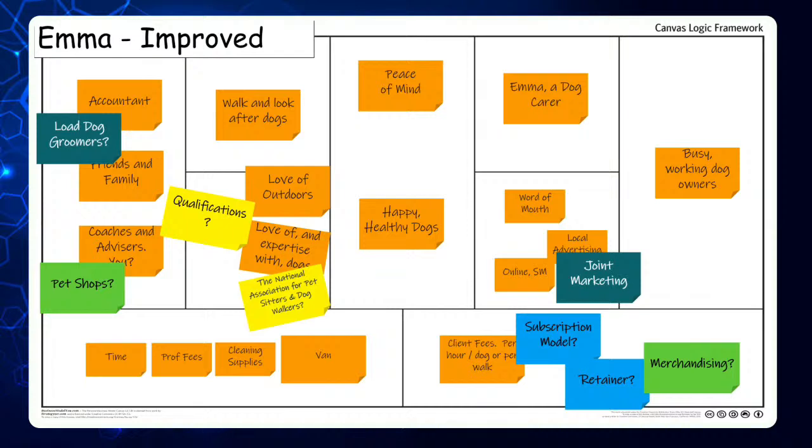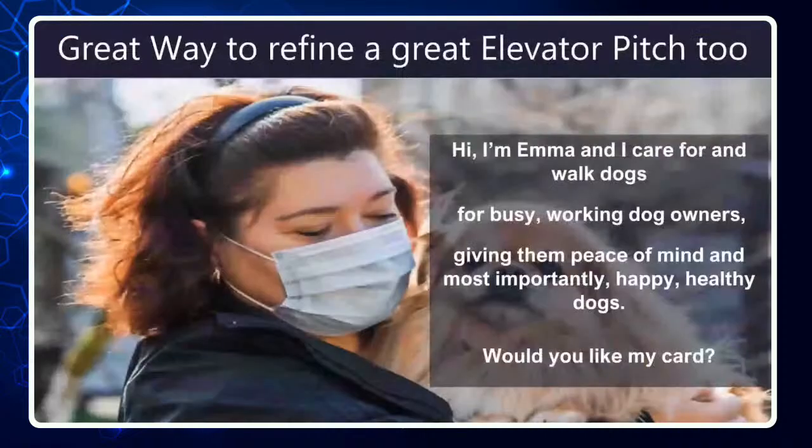And suddenly Emma had confidence. She had confidence that she could run a business. She knew what she was doing. She didn't get bogged down in details about things that she didn't understand. And she was able to communicate her business very simply to other people when she met them. It's a very simple elevator pitch using just the first few blocks of the canvas.